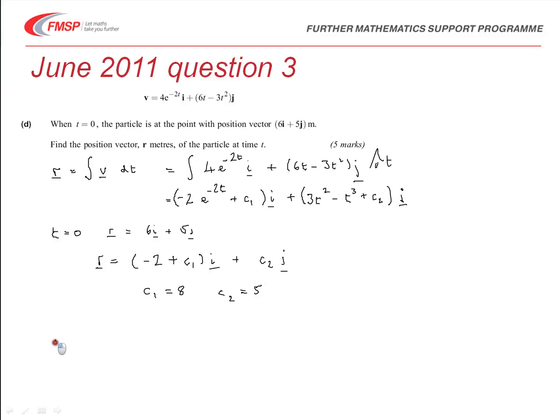And so our answer for the general displacement vector will be minus 2e^(-2t) plus 8, lots of i, plus 3t squared minus t cubed plus 5, lots of j.